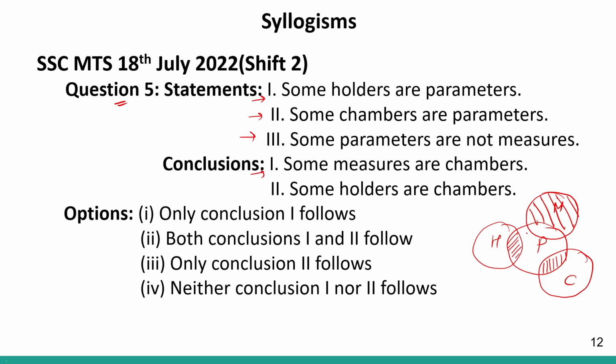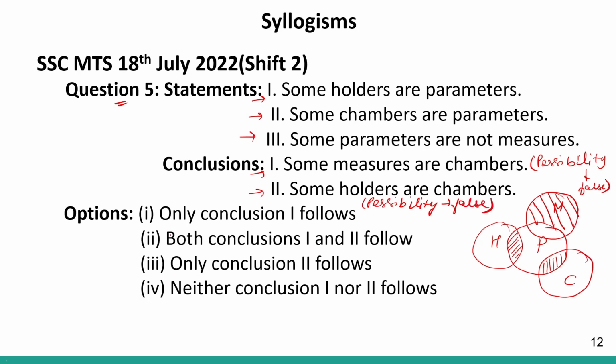Conclusion number 1 says some measures are chambers. This is a possibility, which means it is false because it is not mentioned in the question that it is a possibility. Conclusion number 2 says some holders are chambers. Again, it is a possibility but it is not mentioned, therefore it will be false. So both my statements will be false.